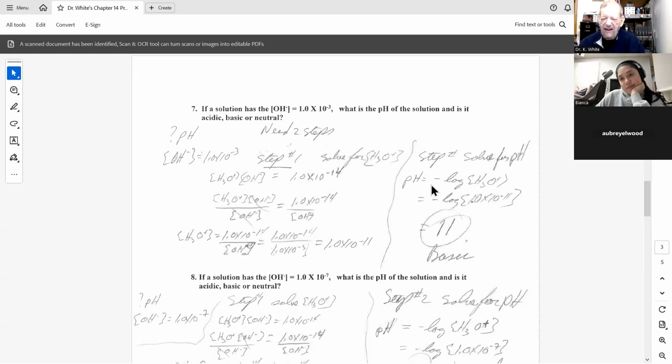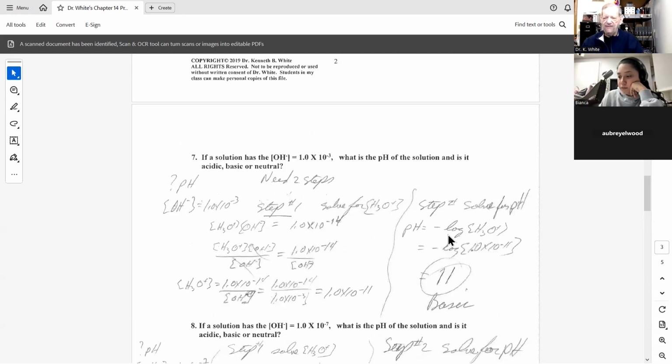But pH is minus the log of the hydronium ion concentration, we calculated what that is, 1.0 times 10 to the minus 11. When the hydronium ion concentration is 1.0 times 10 to the minus x, the pH is x. In this case, x is 11. The pH is 11. Now, is this acidic, basic, or neutral?